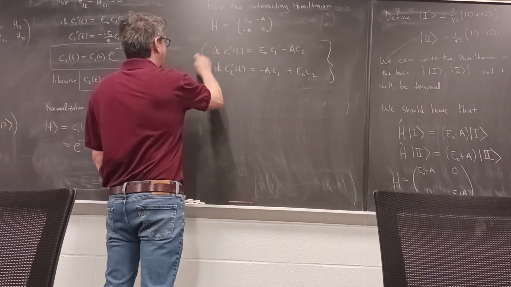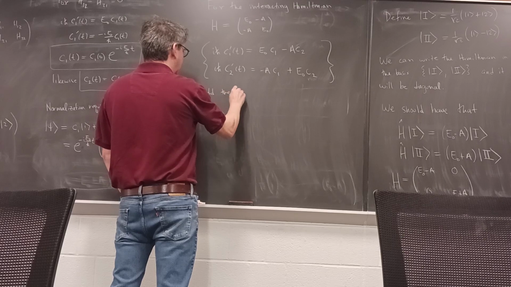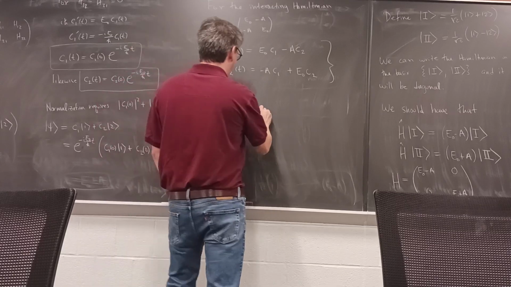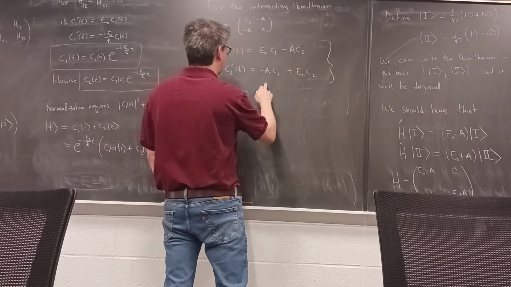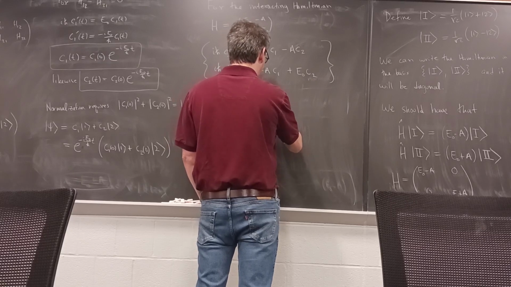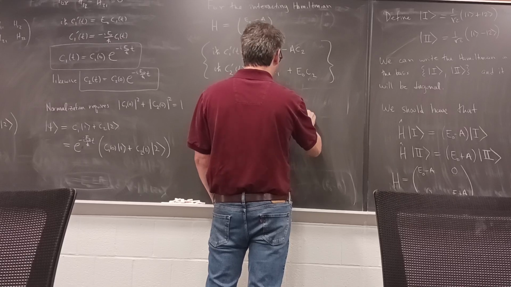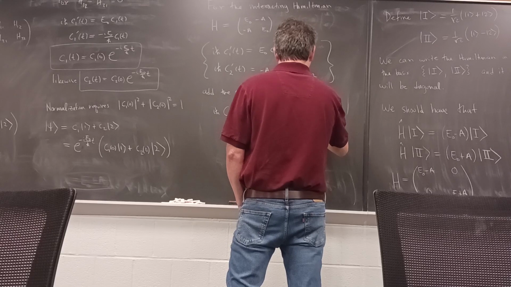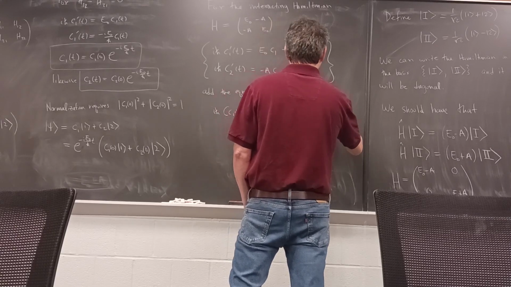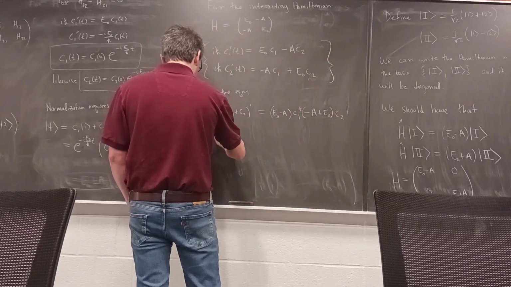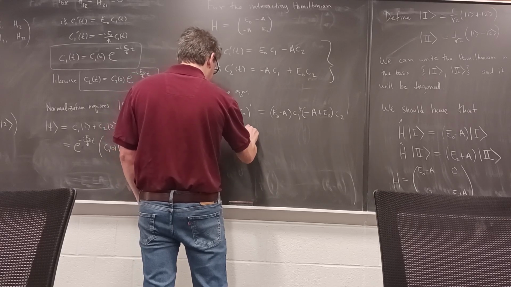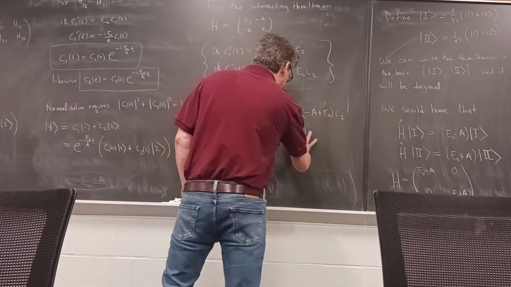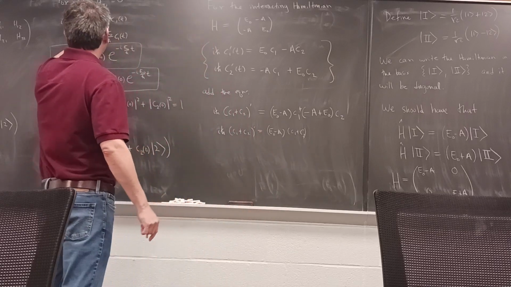So the easy way to solve these is to just add and subtract the equations. So if we add the equations, let's see, I'll have iħ C1 prime plus C2 prime is equal to E0 minus A times C1 plus C2. Okay, so structurally, it's the same as the equation here.